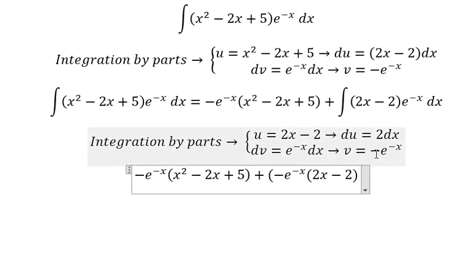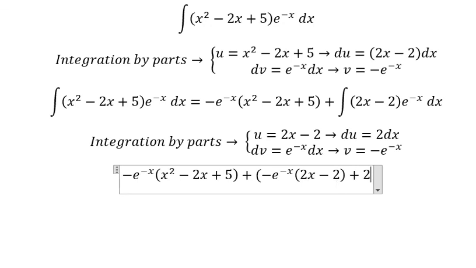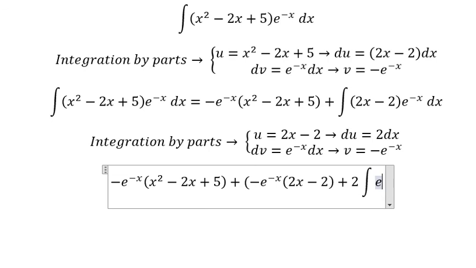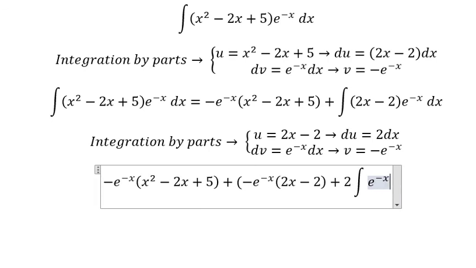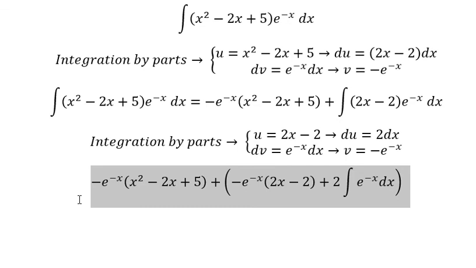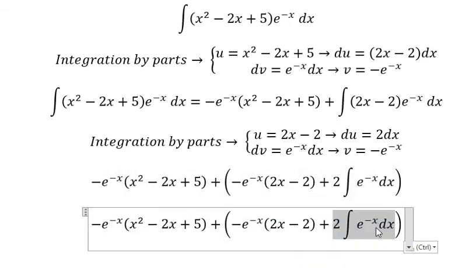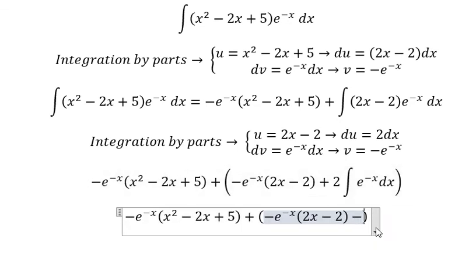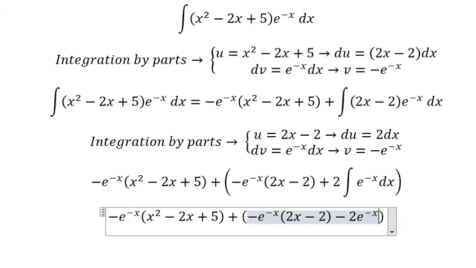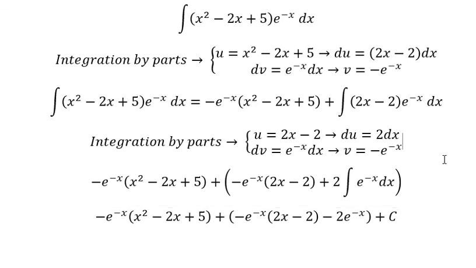Because we have the negative sign here, you get positive, and we have 2 times the integral of e to the power of negative s ds. So this one we get negative 2 e to the power of negative s, and we put c as the constant.